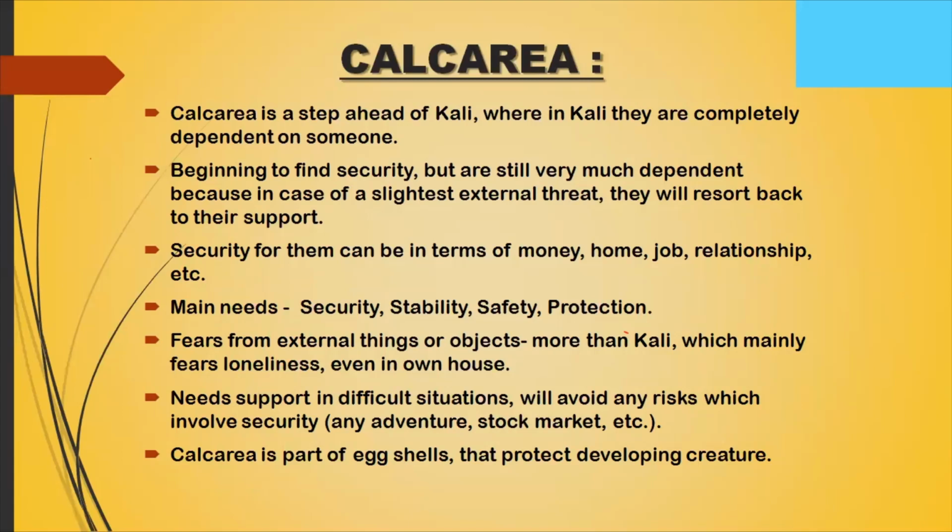As we know, Calcarea is a row 4 second column element. It's a step ahead of Kali, where Kali is completely dependent, they are just gaining their independence. They are beginning to find security, as when we are learning cycling from our father, initially he would sit behind and make us comfortable with the two handles and ask us to push the pedals.